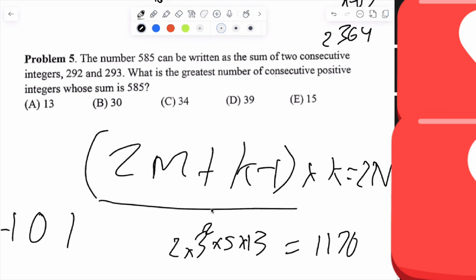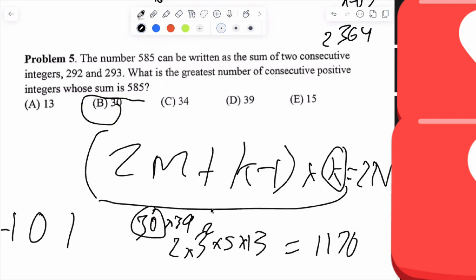So we want these two factors to be as close as possible to get the greatest possible answer. Notice we can get 30 times 39. And then we want the smaller one, since k is indeed the smaller one, we get to choose 30, so the answer is 30.